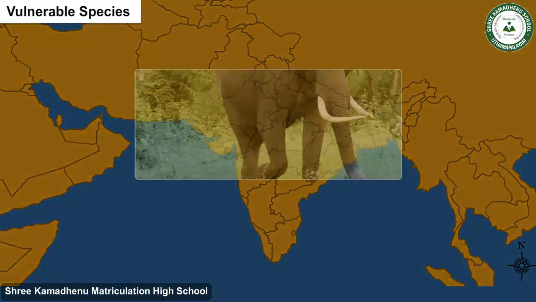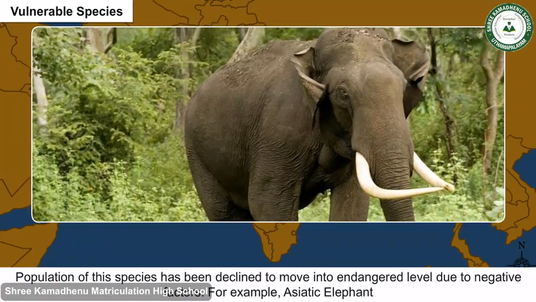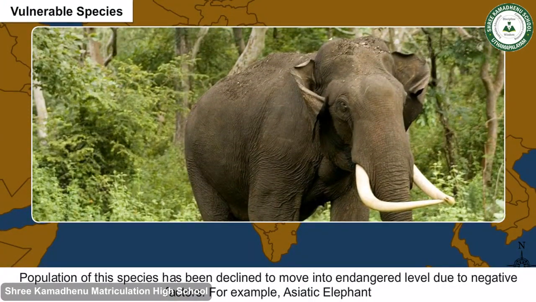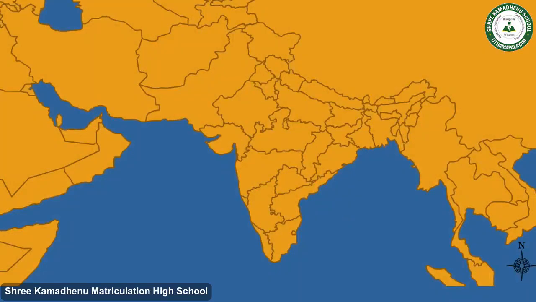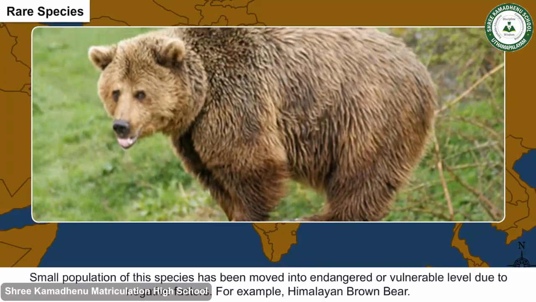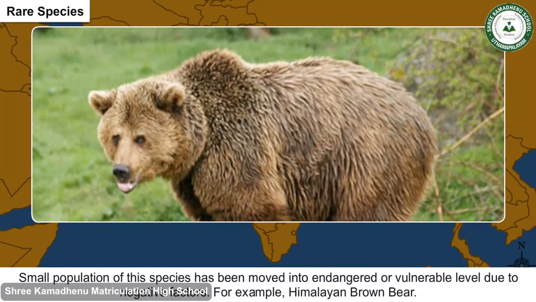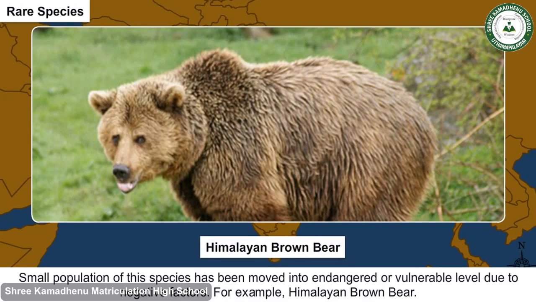3. Vulnerable species. Population of this species has been declined to move into endangered level due to negative factors. For example, Asiatic elephant. 4. Rare species. Small population of this species has been moved into endangered or vulnerable level due to negative factors. For example, Himalayan brown bear.